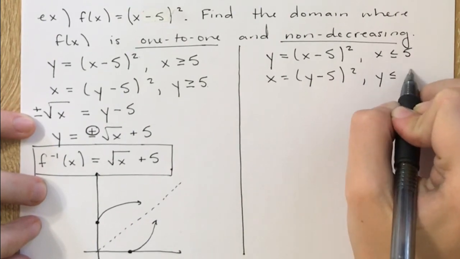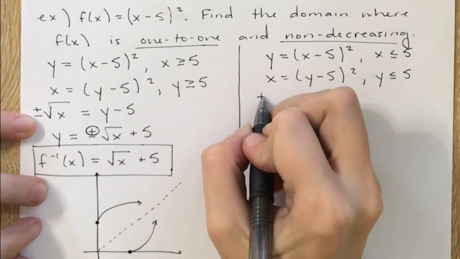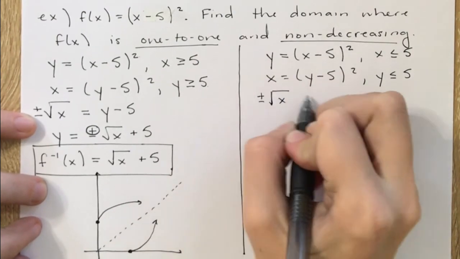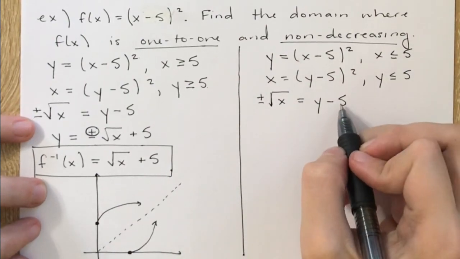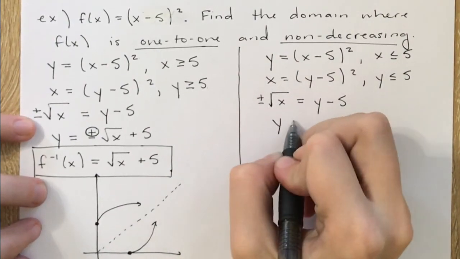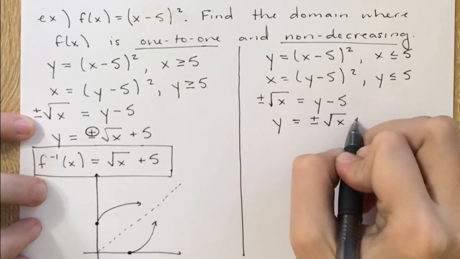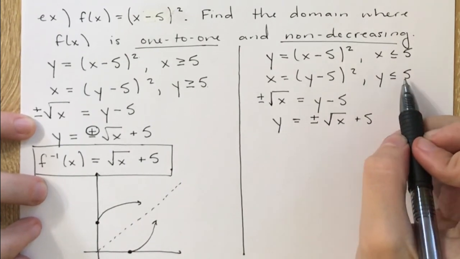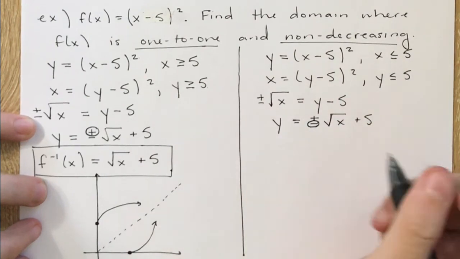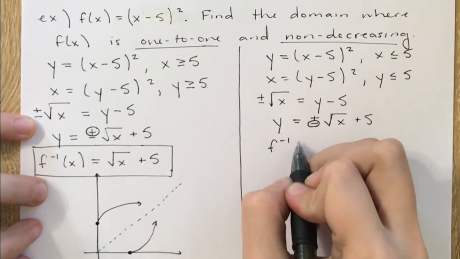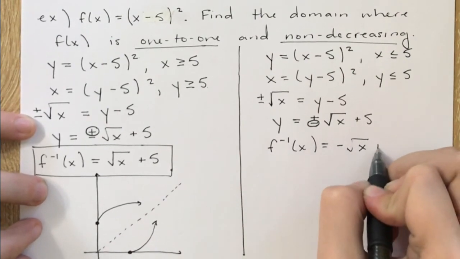And then we solve for y. We take the square root, we get plus or minus square root of x is y minus 5. Then we add 5 over, we get y equals plus or minus square root of x plus 5. We know we want y to be less than or equal to 5, so we want to add something negative. So f inverse in this case is negative square root of x plus 5.